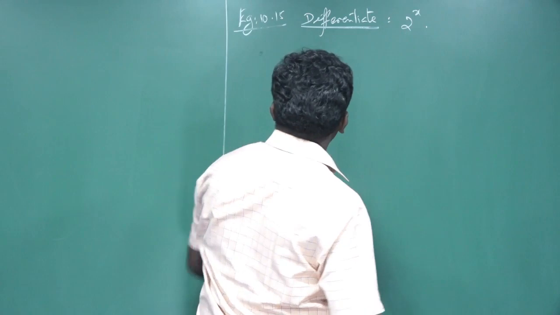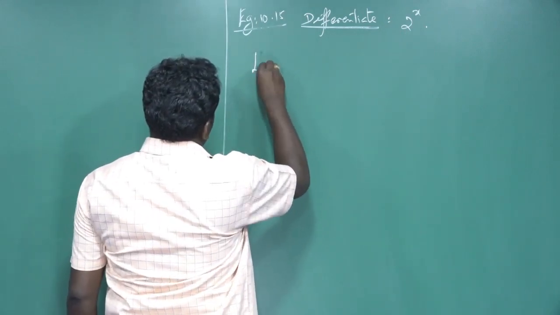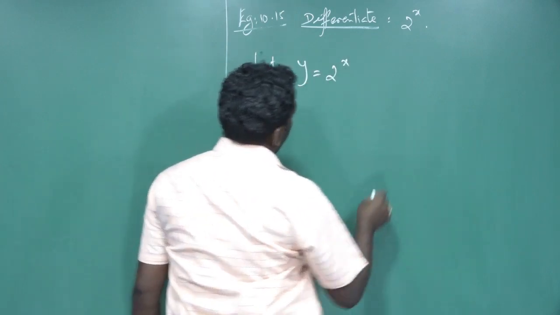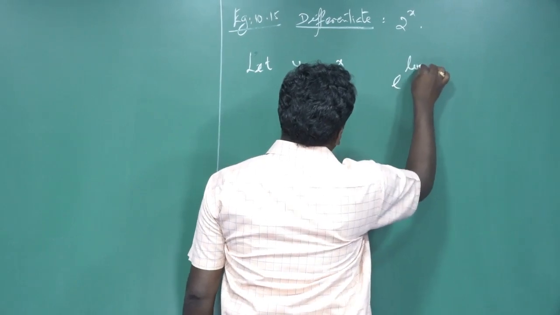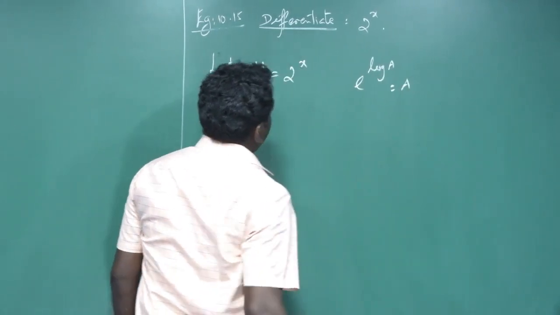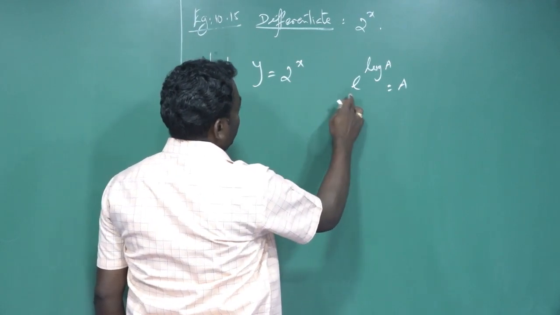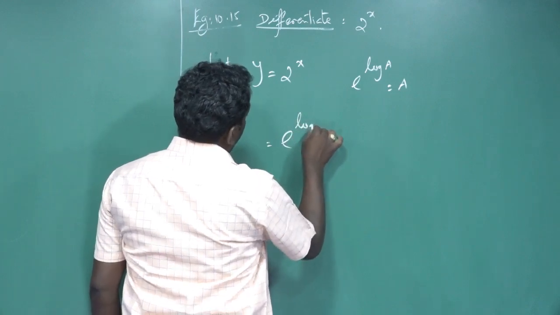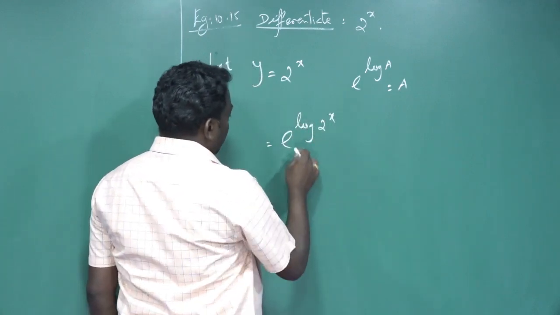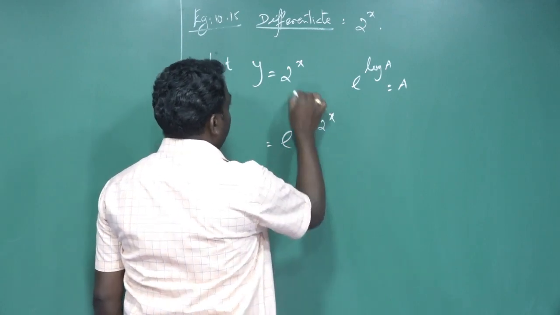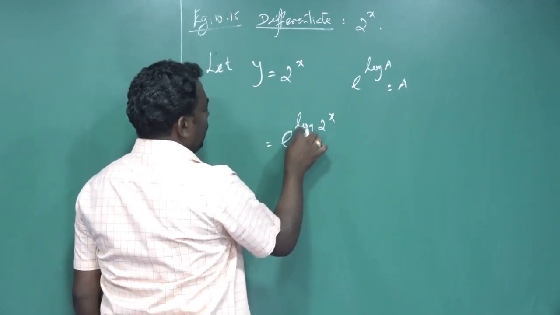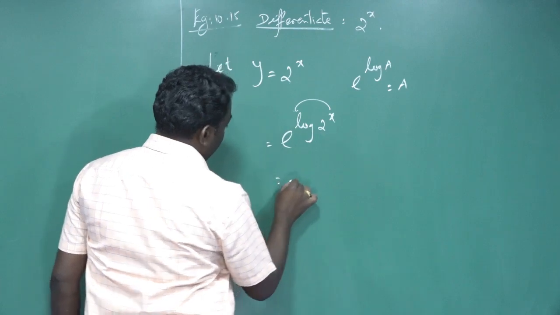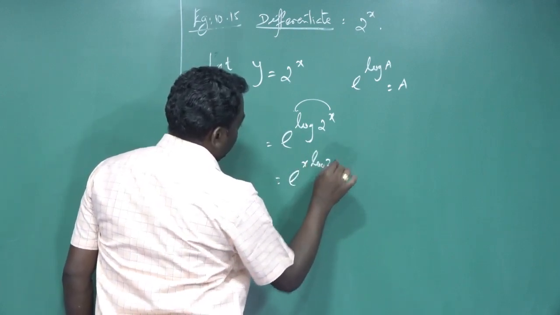Differentiate 2^x. Now let us consider y equal to 2^x. Here we apply the formula e^(log a) is equal to a. This function, using the exponential and logarithmic form, is equal to e^(log 2^x). So e^(log a) equals a, and we can write a as e^(log a). Therefore here a equals 2^x. Now just write this term as e^(x log 2).